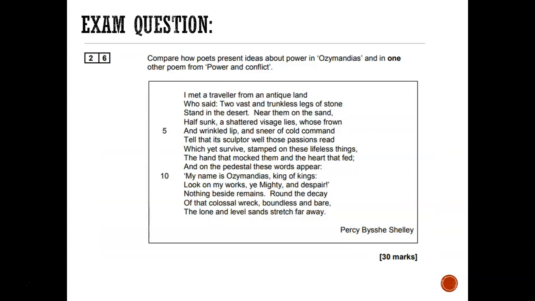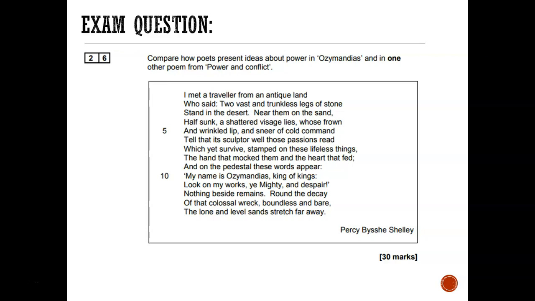So let's look at an exam question. Compare how poets present ideas about power in Ozymandias and in one other poem from Power and Conflict. There will always be a named poem in your exam. This is exactly how it will look. Ozymandias has come up twice now, so it's unlikely to come up for a while, but it's not impossible. And also, Ozymandias is a useful poem to know thoroughly.